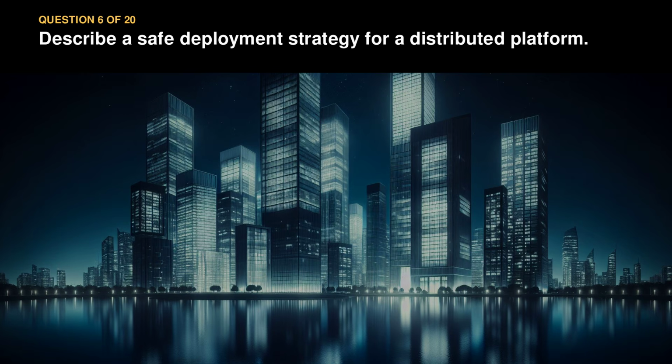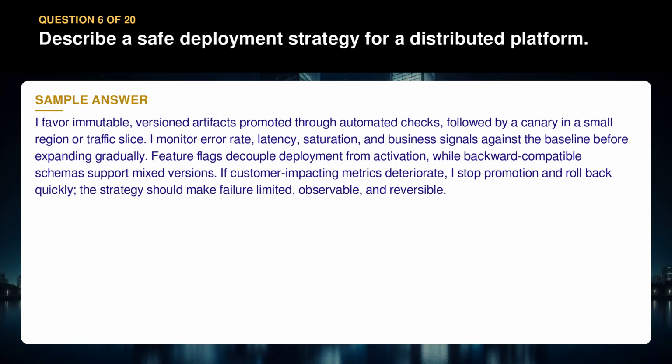Question 6. Describe a safe deployment strategy for a distributed platform. I favor immutable, versioned artifacts promoted through automated checks, followed by a canary in a small region or traffic slice. I monitor error rate, latency, saturation, and business signals against the baseline before expanding gradually. Feature flags decouple deployment from activation, while backward-compatible schemas support mixed versions. If customer-impacting metrics deteriorate, I stop promotion and roll back quickly. The strategy should make failure limited, observable, and reversible.